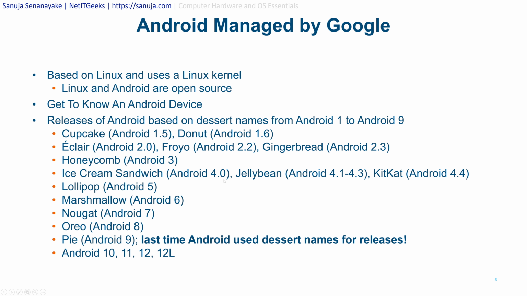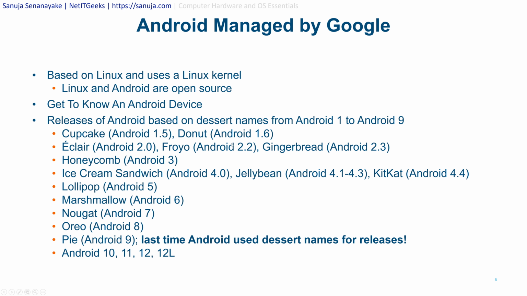The releases of Android were based on dessert names from Android 1 to 9, and then they stopped using those dessert names. When Android first came out, Google started naming the Android versions such as Cupcake, Donut, Gingerbread, Honeycomb, Marshmallow, Oreo, Pie, and so on and so forth. But now, after the Android Pie release, which happened with Android 9, we simply use the terms Android 10, 11, 12, etc. So Android started with Android 1.5 and 1.6.